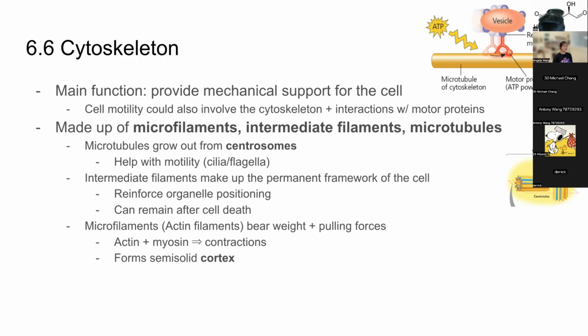So actin filaments and another type of filament called myosin collaborate in contractions, and this is seen in muscle cells. And it also forms the semi-solid cortex, which is the outer cytoplasmic layer of the cell. Oh, and also microtubules are seen in cilia and flagella to help with motility.